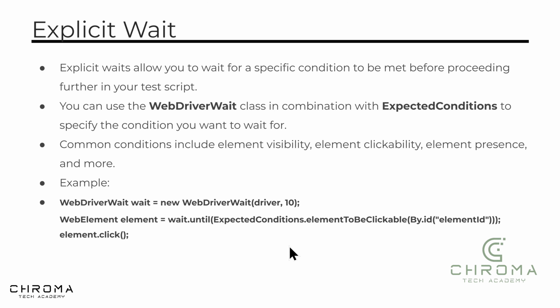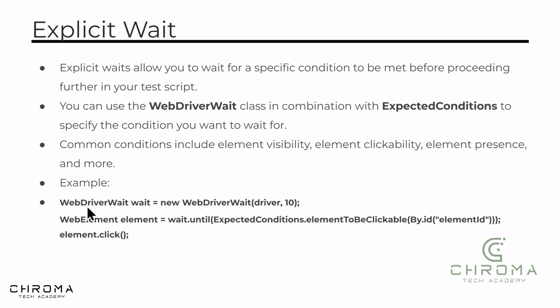Explicit waits. Explicit waits allow you to wait for a specific condition to be met before proceeding further in your test script. You can use the WebDriverWait class in combination with expected conditions to specify the condition you want to wait for. Common conditions include element visibility, element clickability, element presence, and more.